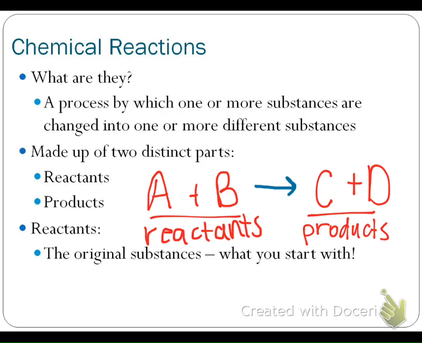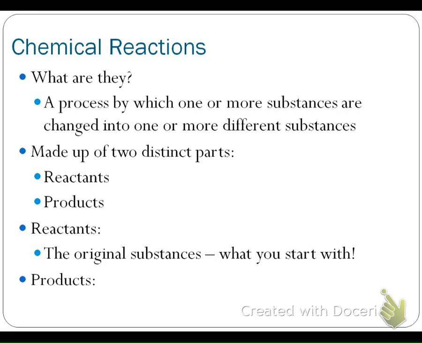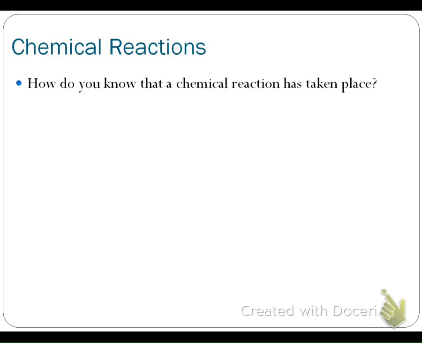Okay. So reactants are what we start with. Products are what is made. Okay, the new substance. What are some indicators to show us that a reaction has taken place? Foam. Okay, good. Yeah? Heat. So if you put two things together, they start foaming, you know a reaction's taken place. If something gives off heat, a reaction has taken place.